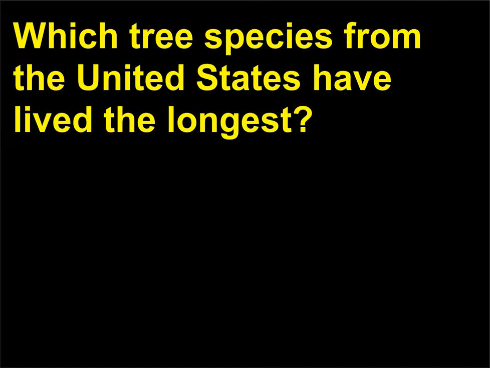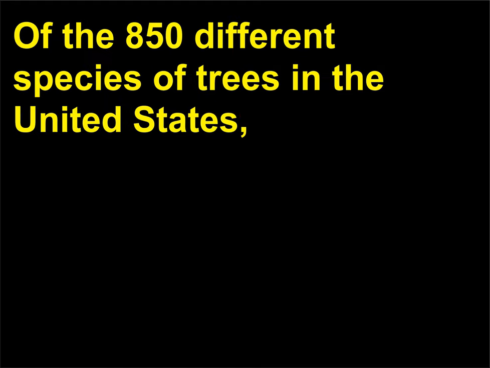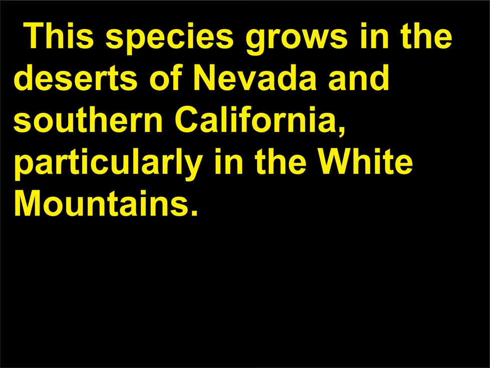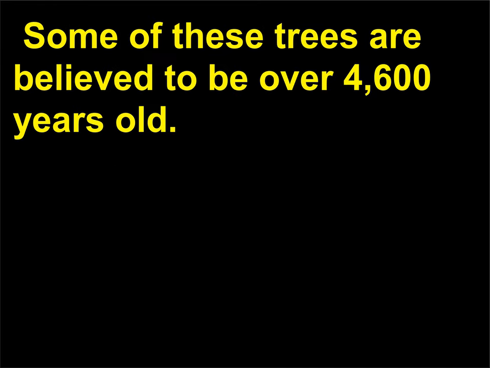Which tree species from the United States have lived the longest? Of the 850 different species of trees in the United States, the oldest species is the bristlecone pine, Pinus longaeva. This species grows in the deserts of Nevada and Southern California, particularly in the White Mountains. Some of these trees are believed to be over 4,600 years old.